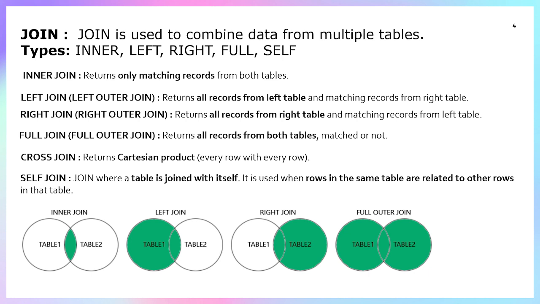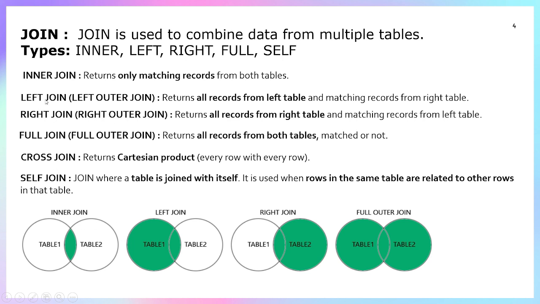Joins are mainly of four types. One is inner, another is left, then right and full, and one is the self. What is inner join? Inner join returns only the matching records from both tables. So you can see here you have table 1 and table 2. If you want the common records, then you can implement the inner join.